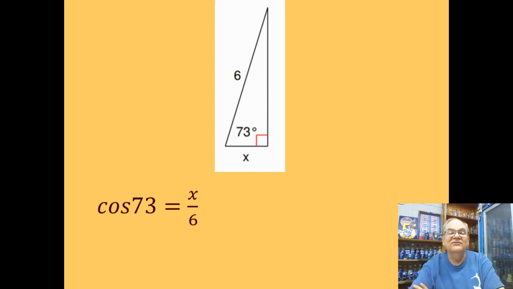In this problem, x is adjacent and 6 is hypotenuse, and that's why we get the cosine of 73 equals x over 6. Since the x is on top, we would take 6 times the cosine of 73, and you get about 1.75 for a final answer.